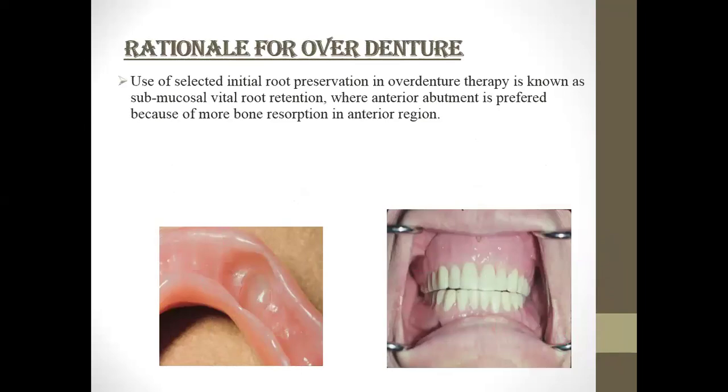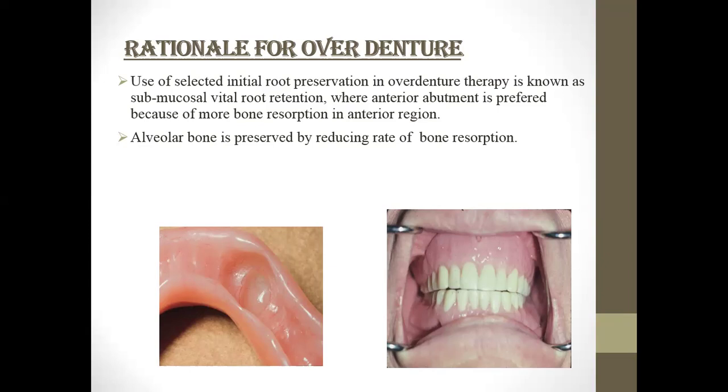And there is another name for intentionally preserving the root. It is called submucosal vital root retention, wherein the most preferred segment is the anterior region, where we usually prefer the canines, and the second preference would be the second premolar, where we preserve the tooth and construct a denture on top of that. So this concept is otherwise known as submucosal vital root retention.